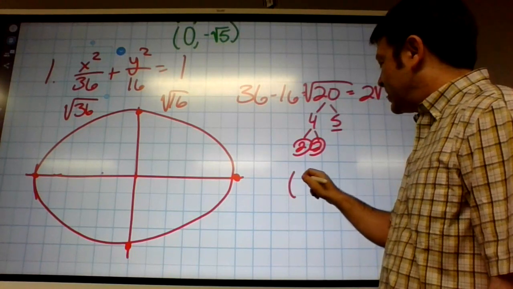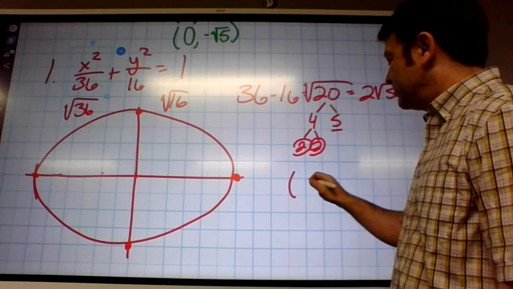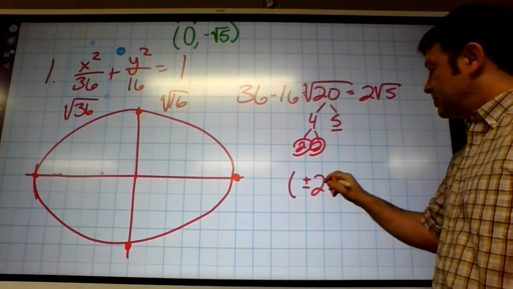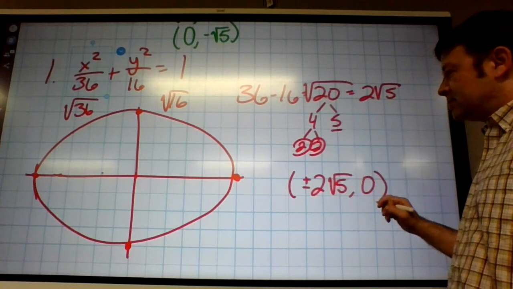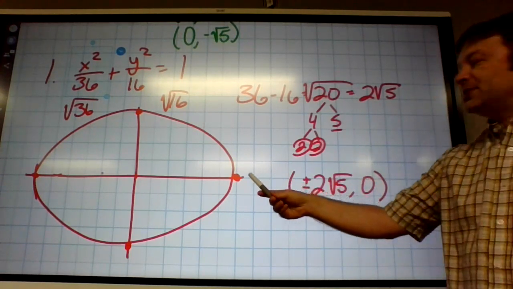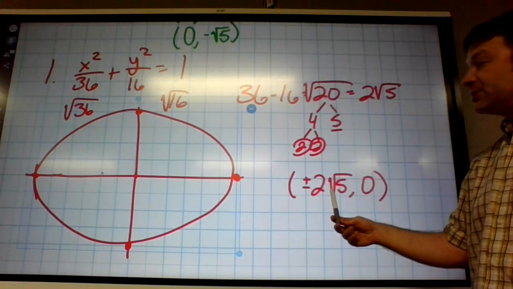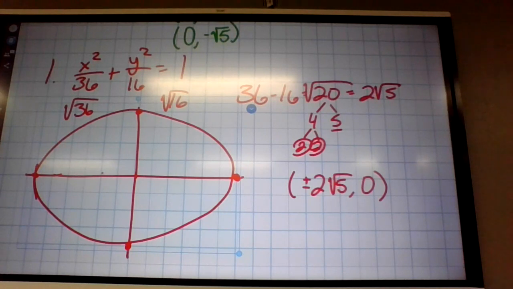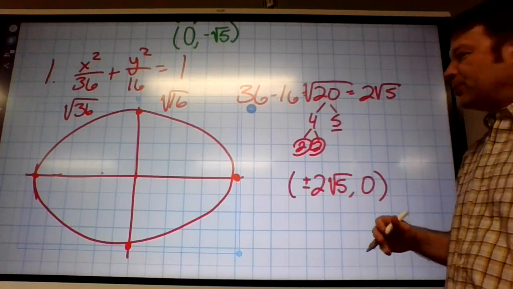Since it's on the x-axis, you know what? We don't have to really write that twice. You can just put plus or minus 2 square root of 5, 0. Since the major axis is the x-axis, these are the x-coordinates. Where is square root of 20? Well, it's about 4. It's probably about 4.4.